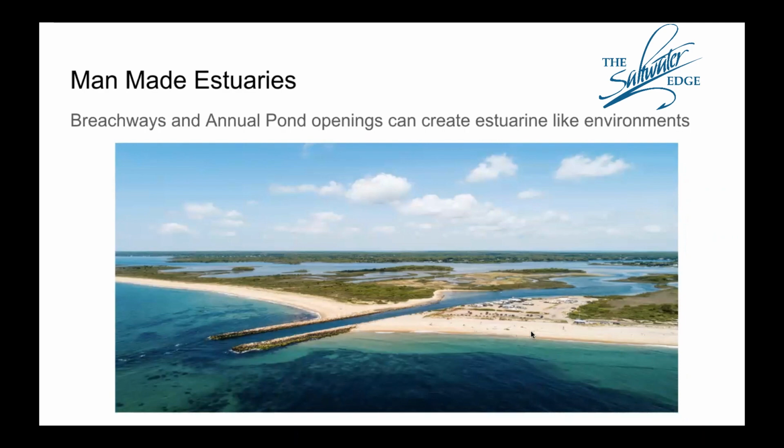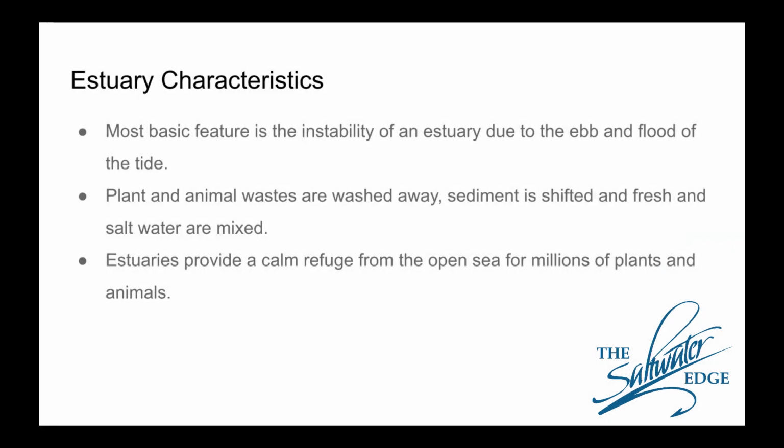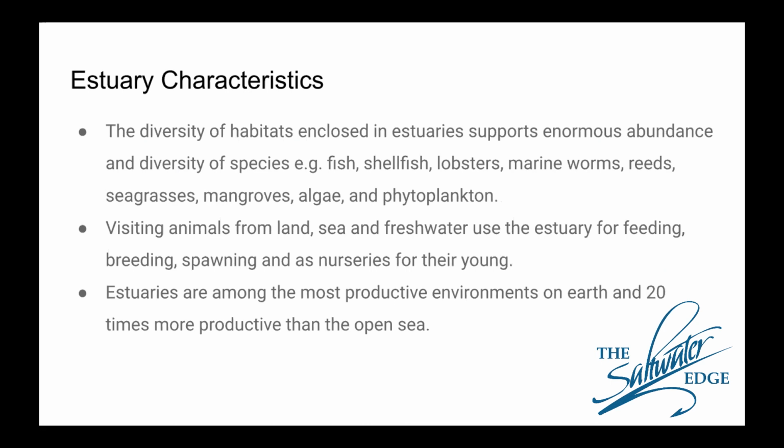Many of the same baits, and therefore their spot in the food chain, is very similar to the estuaries we already discussed. The most basic feature of an estuary is the instability due to the ebb and flow of the tide. Plant and animal waste are washed away, sediments are shifted, and fresh and salt water are mixed. Estuaries provide a calm refuge from the open sea for millions of plants and animals. And the diversity of habitat supports enormous abundance and diversity of species: fish, shellfish, lobsters, worms, grasses, algae, tons of plankton. Visiting animals from land, sea, and freshwater use the estuary for feeding, breeding, spawning, and as nurseries for their young. So they're super fertile, super productive environments.